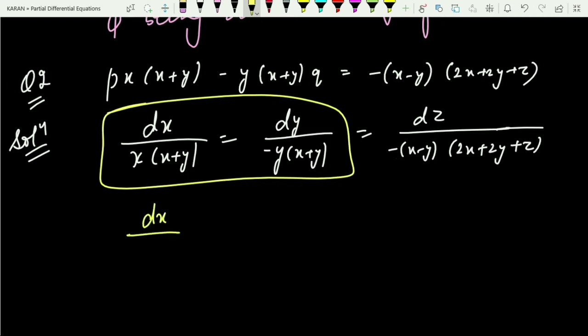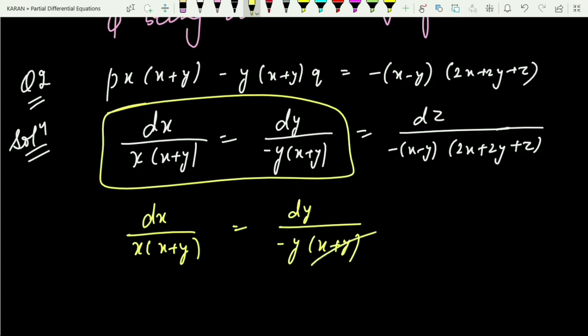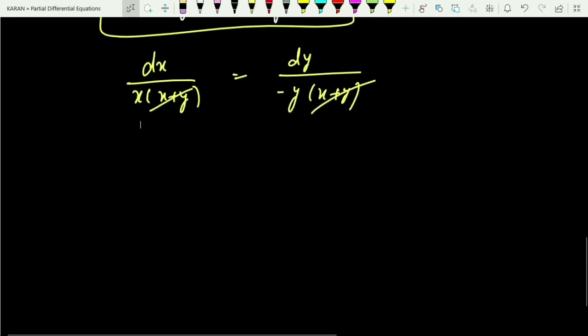So this is dx upon x into x plus y equals dy upon minus y into x plus y. So this x plus y and x plus y get cancelled out, right? So what do you get? This is dx upon x equals minus dy upon y.